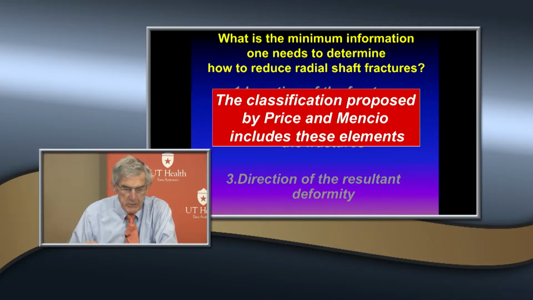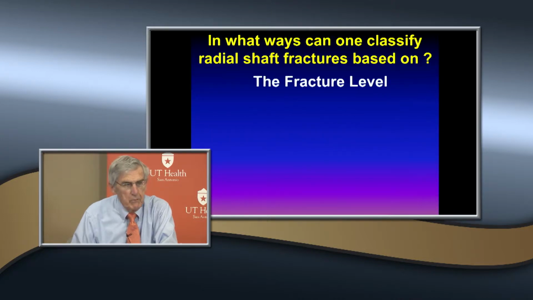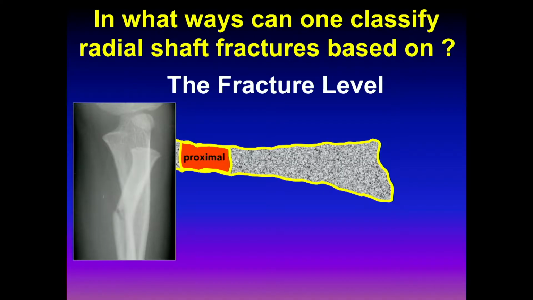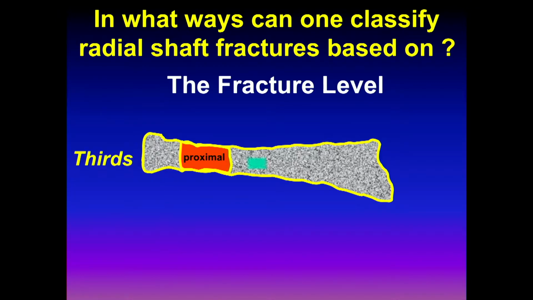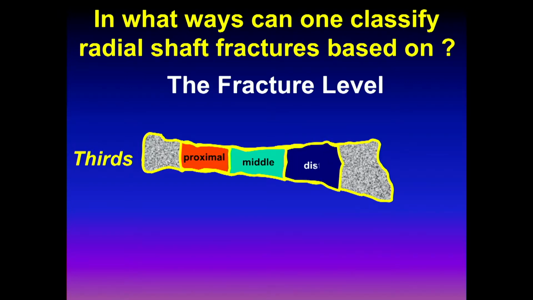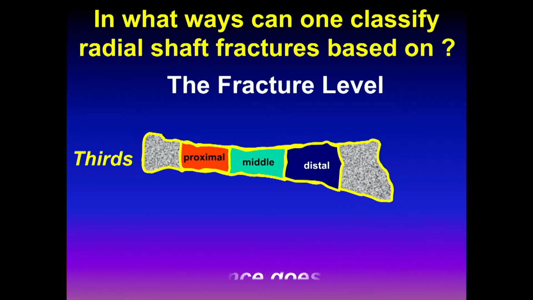So, this is a classification method that's proposed by Drs. Price and Mancini that work together to include these elements. So we'll go ahead and go through that. We look at the fracture level, and if you look, it's in thirds, the proximal third. Again, you have this one that's involved by the supinator and the biceps, and you have this type of deformity that you have to deal with, plus rotation. If it's in the middle, it's usually just a transverse fracture, and you're mostly dealing with shortening. And if it's in the distal one, as we talked, you'll have angulation like this that can occur.